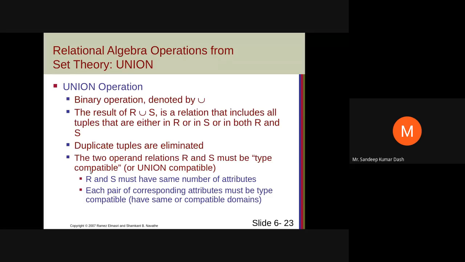Relational algebra set operations. Set theory operations, the intersect, the union, division, those operations. As usual, the union operation is a binary operation which works on two different relations. Suppose R and S. It is symbolized by R union S, which means it will include all the tuples present in R with all the tuples present in S.